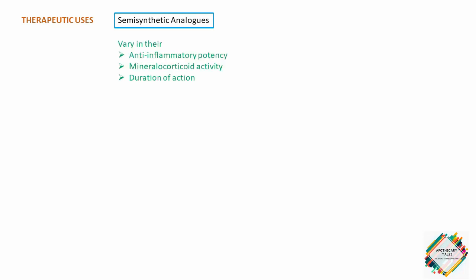Now, what are the therapeutic uses of the corticosteroids? There are several semisynthetic derivatives of the corticosteroids that are available, and these agents usually vary in their anti-inflammatory potency, mineralocorticoid activity and duration of action. Corticosteroids are used in replacement therapy and in the treatment of severe allergic reactions, asthma, rheumatoid arthritis, other inflammatory disorders and some cancers.